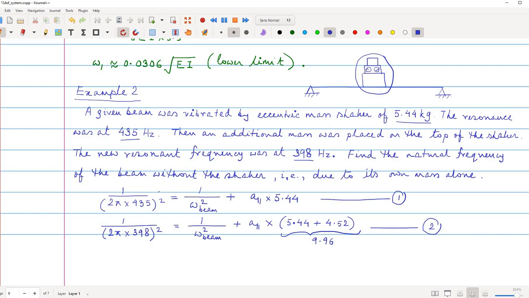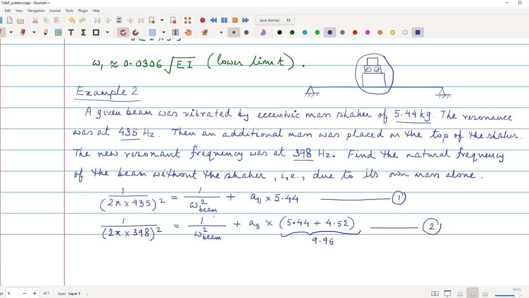So you know first that while you have placed the shaker alone, so this is the natural frequency. So 1 by omega square is 1 by omega beam square plus A11 M1.